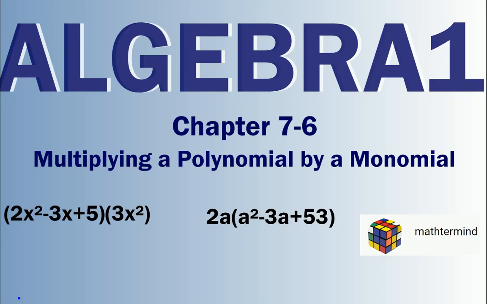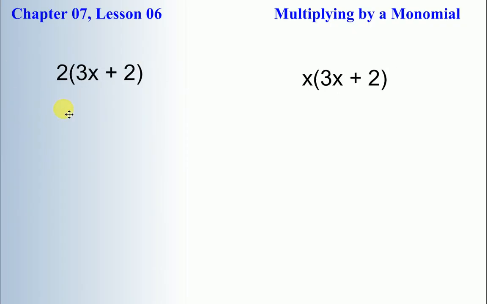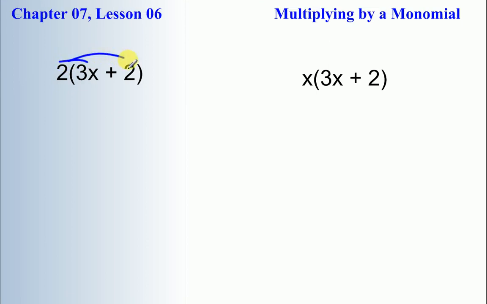Alright, looking at this. Here we go, skip to the page. You will probably remember what this is and how to do this. Distributive property. So we take the 2, multiply by the 3, and take the 2 and multiply by the 2. So that gives us 6x plus 4.